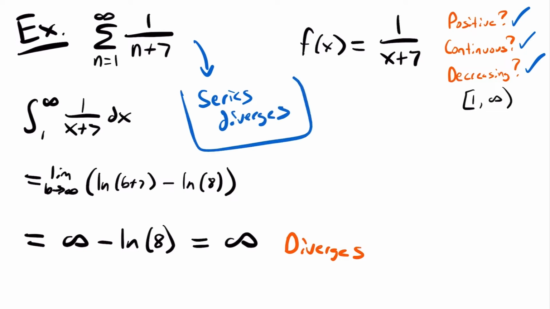That's the final answer, but be sure to write in your own work why this is the case. You want to make that connection between the series and the improper integral. Because this integral diverges, then this series must also diverge because the corresponding function to your series met these three requirements. That's what the integral test allows us to do. Let's look at another example.